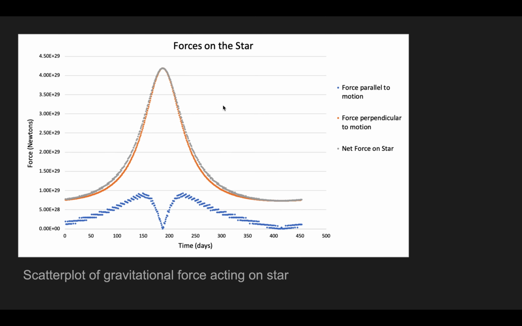Now the forces on the star are as follows. We have the parallel force in blue and the perpendicular force component in orange. And when we add the blue and the orange, we get the gray part, which, if you see right here, is nigh equal to the orange because the blue part is just about 0. And the time is given in days. So over the course of around 450 days, we have the force on the star going up and then going back down.